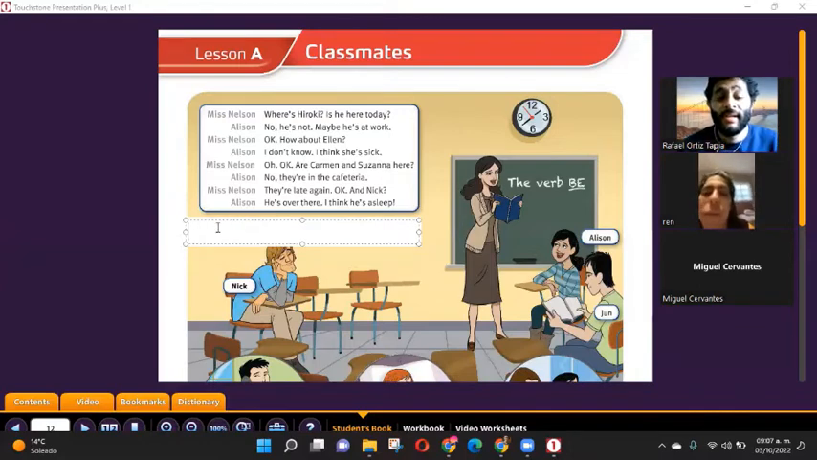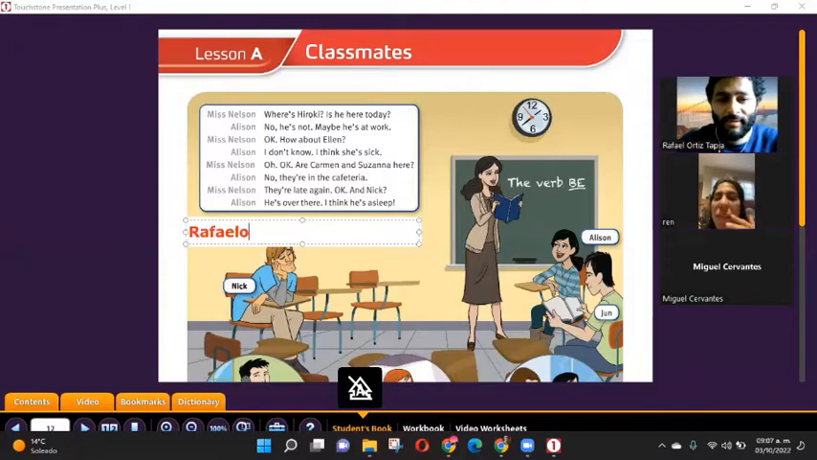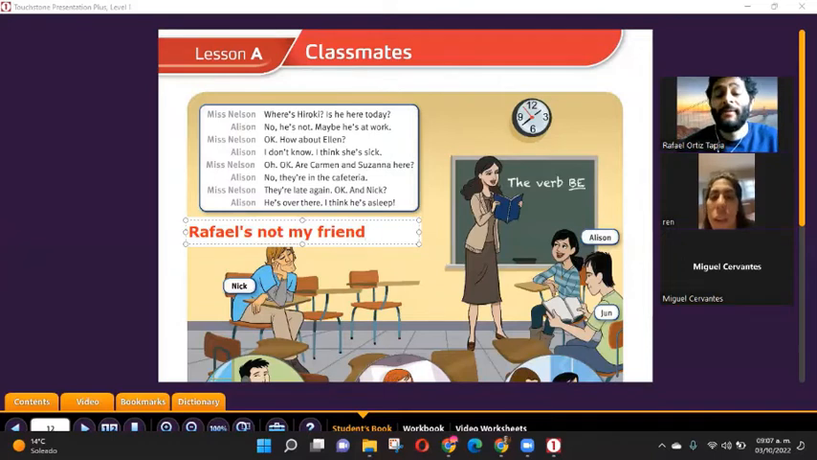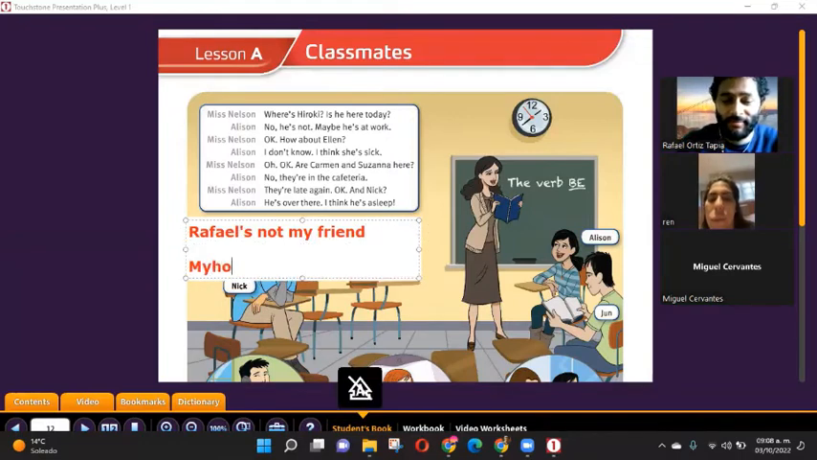Something that you need to take into account is that the auxiliary verb is is always contracted. So for example, you could say Rafael's not my friend. Now, this is not common in proper grammar. If you're taking an exam, you wouldn't say this, but in the real world, it is quite common to add an S to nouns. For example, my dog's barking.